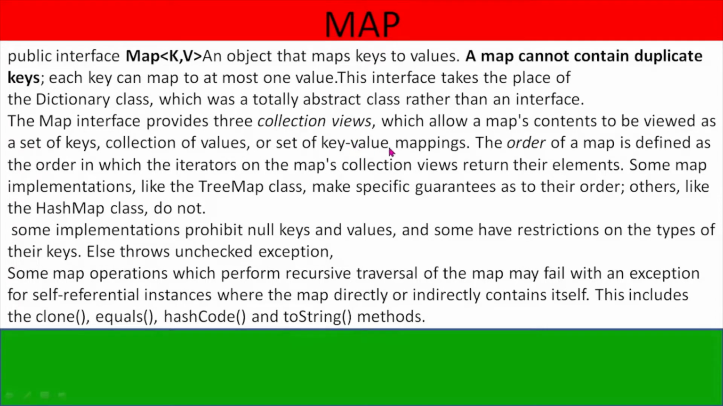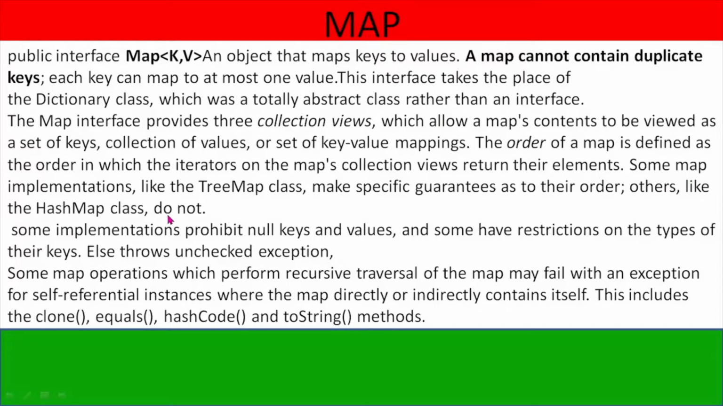and at most it provides one null value only. Collection views allow a map's contents to be viewed as a set of keys, a collection of values, or a set of key-value mappings. The order of a map is defined as the order in which the iterators on the map's collection views return their elements. So the iterator plays a pivotal role, as the order of a map is defined by how the iterator traverses the collection.